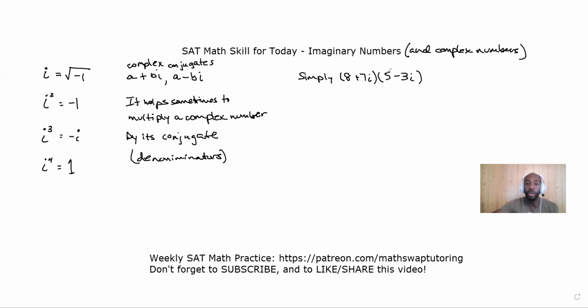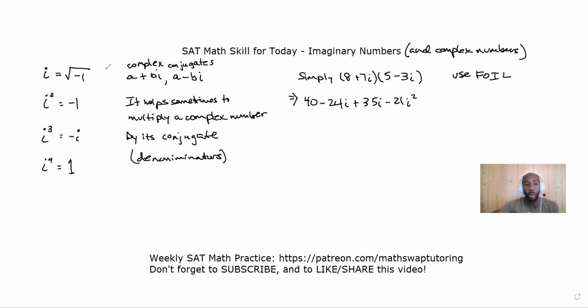All right, so the first thing we want to do is expand these. Use FOIL: first, outer, inner, last. Multiply the first ones, the outer ones, then the inner ones, then the last ones. 8 times 5 is 40. 8 times negative 3i is going to be negative 24i. 7i times 5 is going to be positive 35i. And last, you have 7i times negative 3i, which is negative 21i squared.